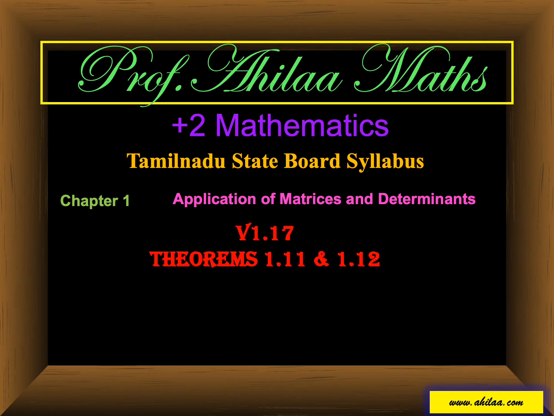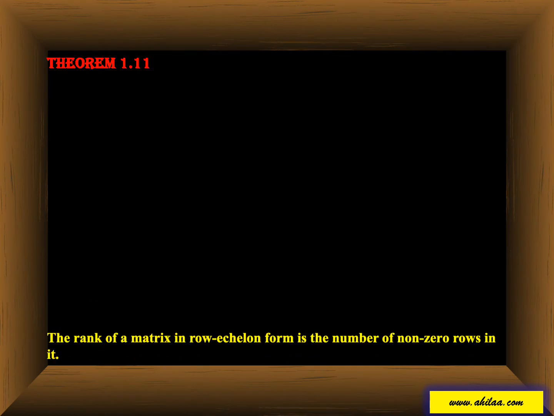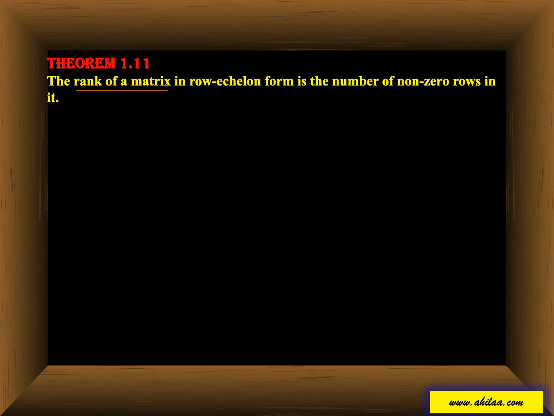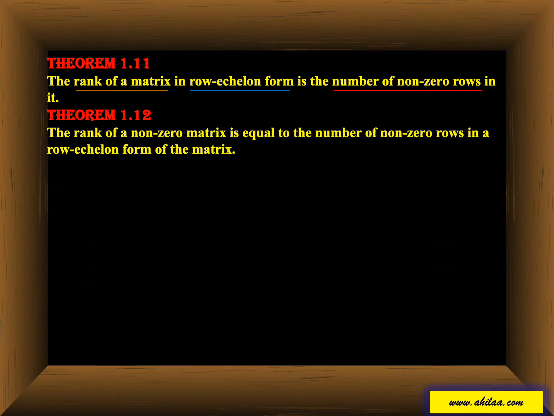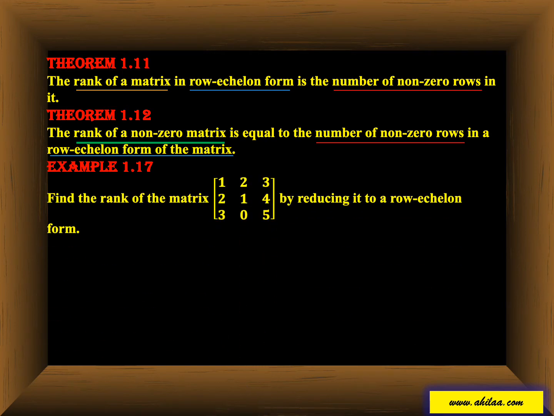Video 1.17, Theorems 1.11 and 1.12, Example 1.17 and 1.18. Theorem 1.11: The rank of a matrix in row echelon form is the number of non-zero rows in it. Theorem 1.12: The rank of a non-zero matrix is equal to the number of non-zero rows in a row echelon form of the matrix.